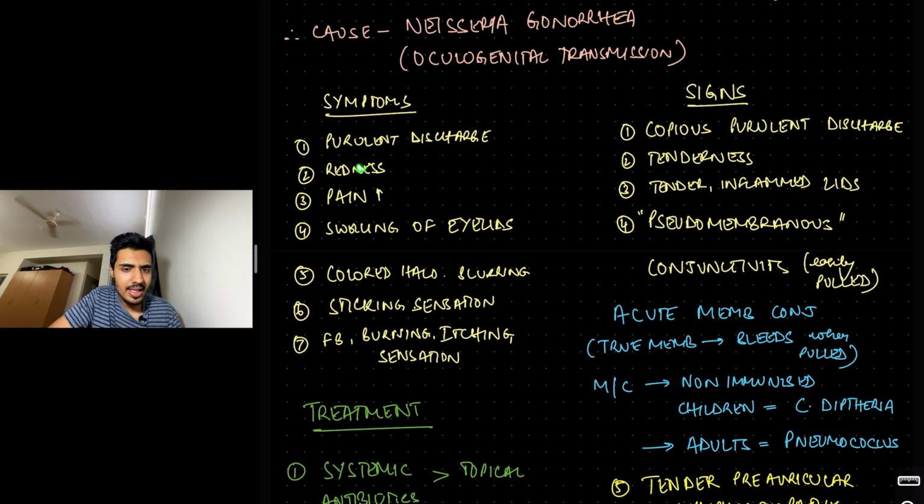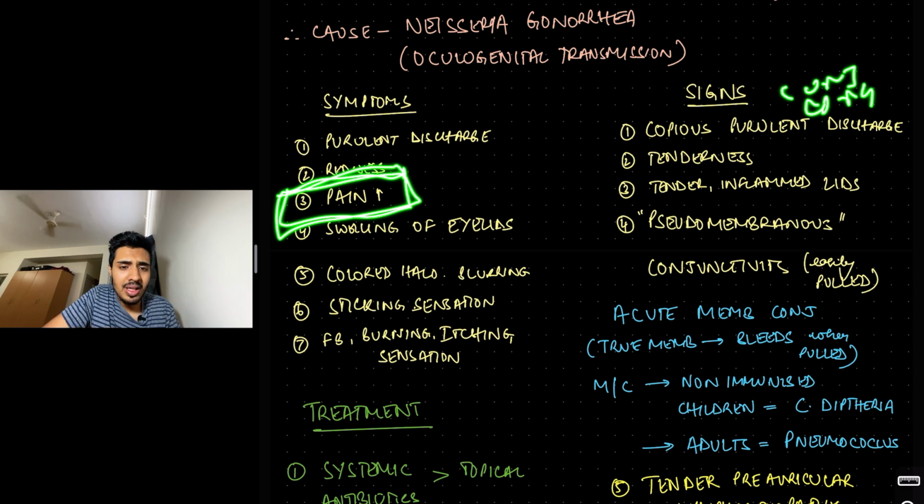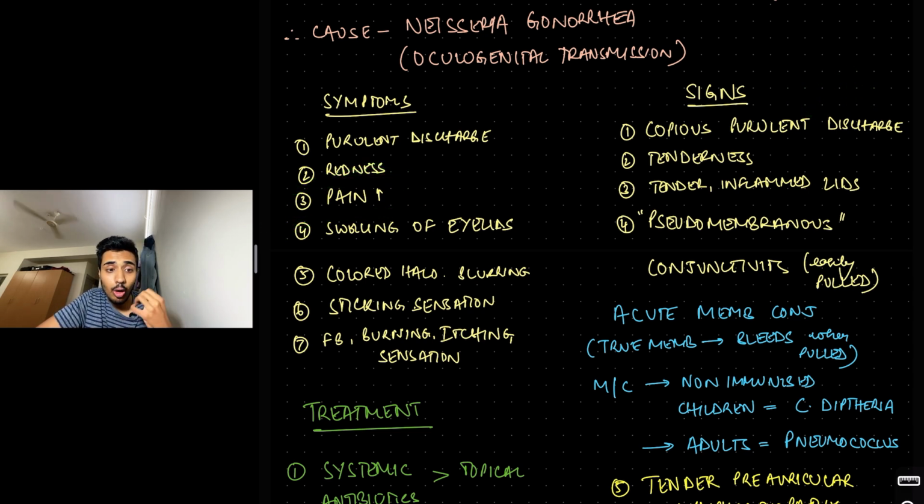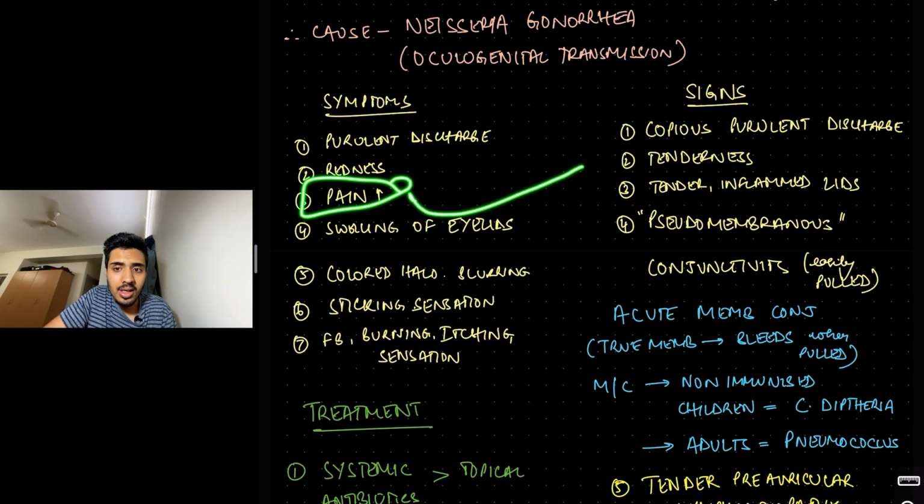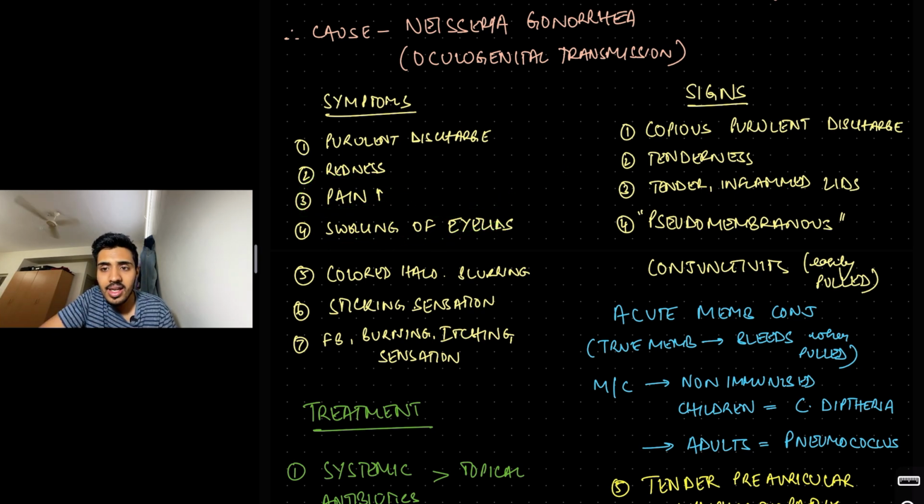Symptom here is redness. Of course, I told you, the sign is conjunctival congestion. Pain, very important. Whenever you have a bacterial conjunctivitis with a lot of pain and it comes in sudden onset within 12 hours, you have to immediately suspect this. What is the sign for pain? Tenderness. Symptom is swelling and pain in the eyelids. Sign is tender, inflamed eyelids. Symptom is just pain in the eye. Sign is tenderness of the eye.